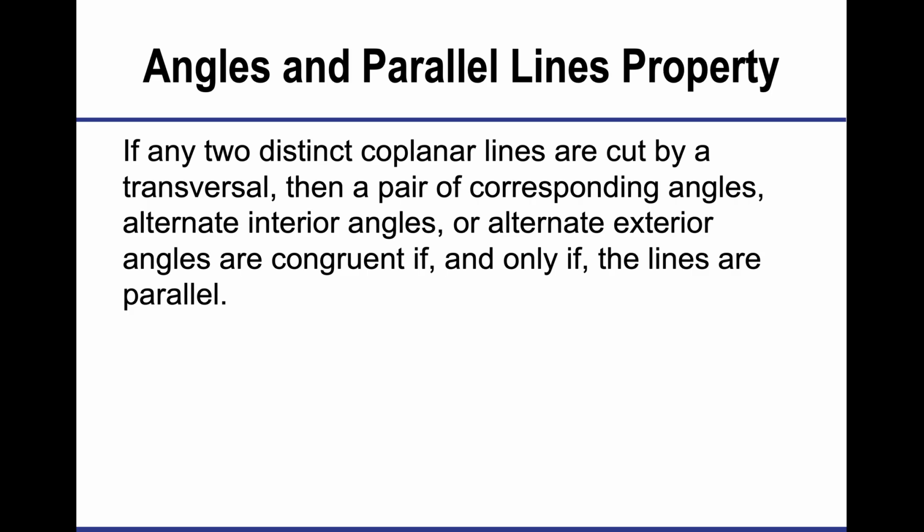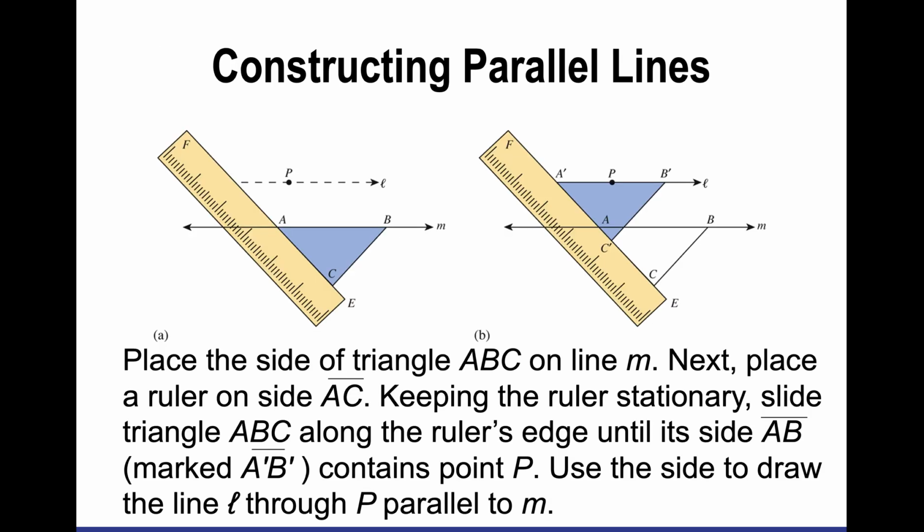Angles and parallel lines have several different properties. If I'm looking at two parallel lines and a transversal, I'm going to be able to give some basic congruency statements. So I know if I have a pair of corresponding angles, they're congruent. Alternate interior angles are congruent. Alternate exterior angles are also congruent.